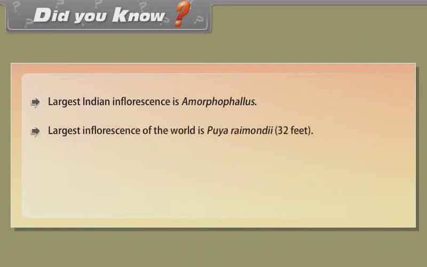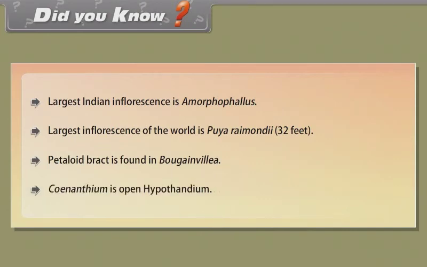Did you know largest Indian inflorescence is Amorphophallus? Largest inflorescence of the world is Puya raimondii, 32 feet. Petaloid bract is found in Bougainvillea. Synanthium is open hypanthodium.